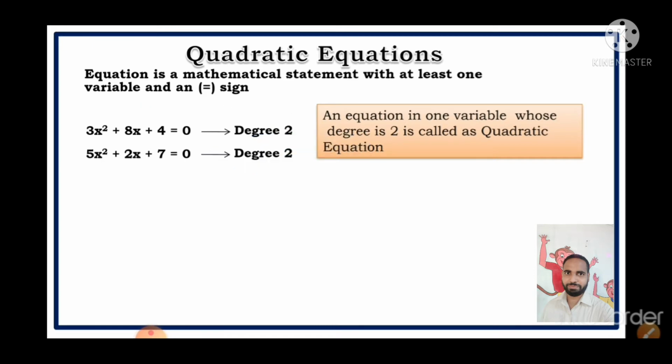So you can say those equations which have degree 1 are not quadratic equations, and the equation whose highest degree is 2 is therefore called a quadratic equation. I hope it is clear what is quadratic equation, right?